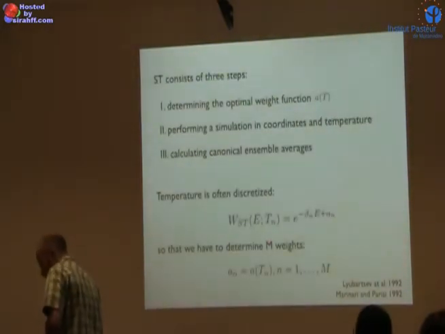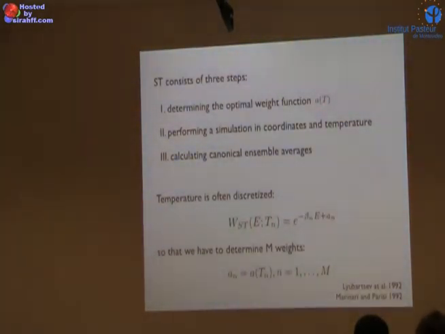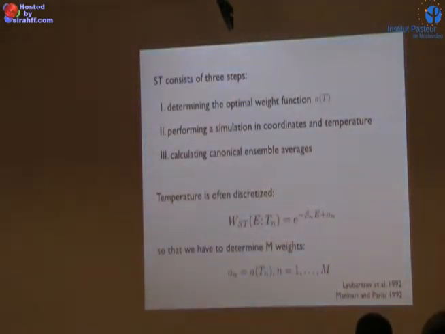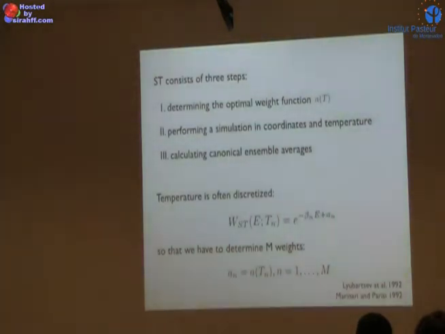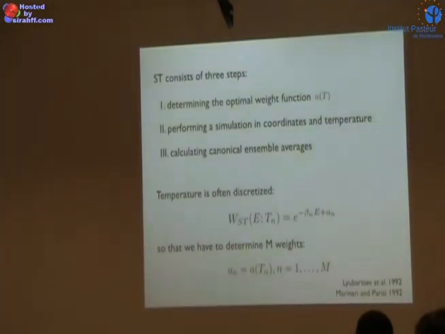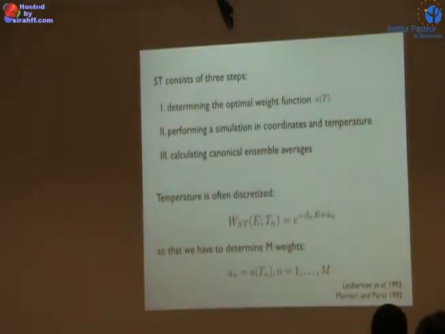So how can you do that? This procedure has three steps. The first one: you have to determine this weight function, the one that leads to diffusion in temperature space. The second: once you have determined this weight, you have to perform a simulation, both in Cartesian coordinates and in temperature. And then you have to calculate the average of the quantity of interest. Often the temperature space is discretized, so you have just a finite number of temperatures that you can sample. So determining the function means determining these n weights.